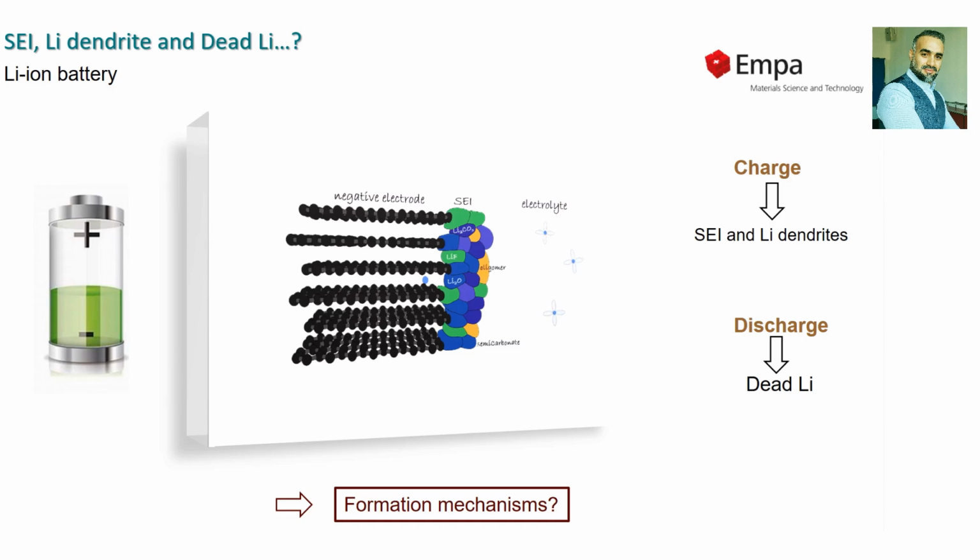All these processes and mechanisms that happen at the anode electrolyte interface are very important for the safety, the workability, and the efficiency of the battery. For that, it's important to understand and study their formation mechanisms.